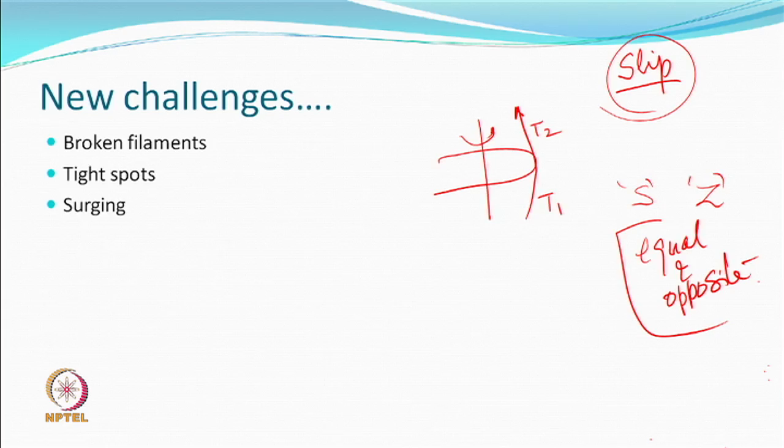So this new problem is there. Another term which people had not heard before is known as surging. This is a real problem of friction texturing. And what does it mean? This is defined as periodic variation in twist and tension. Periodic.